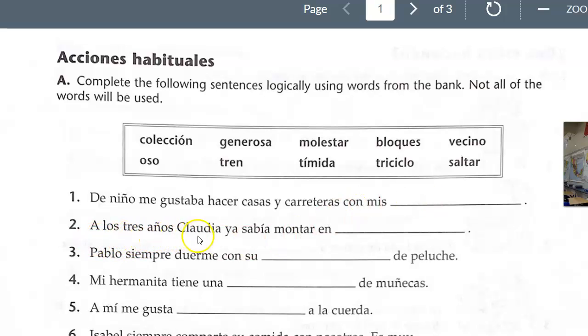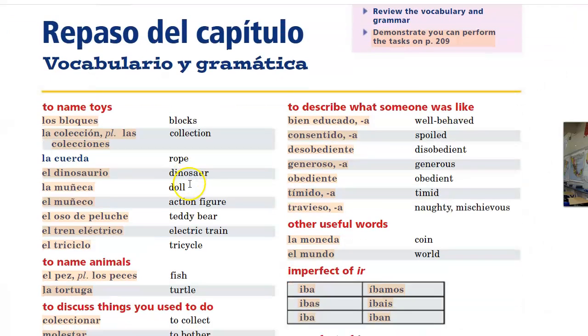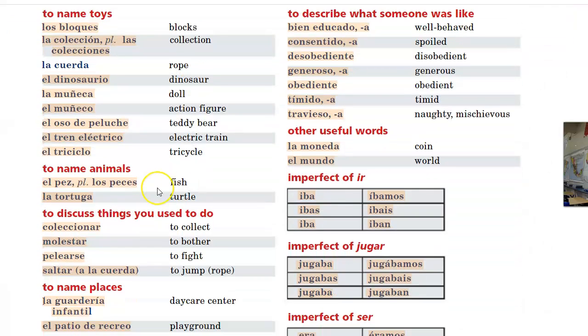A los 3 años, Claudia ya sabía montar en blank. At 3 years old, Claudia already, ya means already or now. Before a verb, it means already. Already used to know how to ride. I'm looking for something. Montar en tren? Maybe montar en triciclo. Let's see if in the key vocabulary there we have the verb montar.